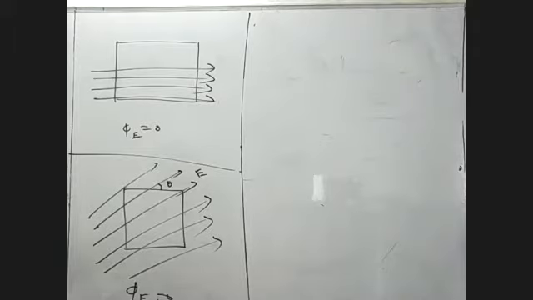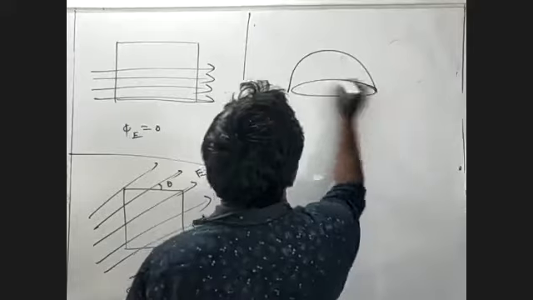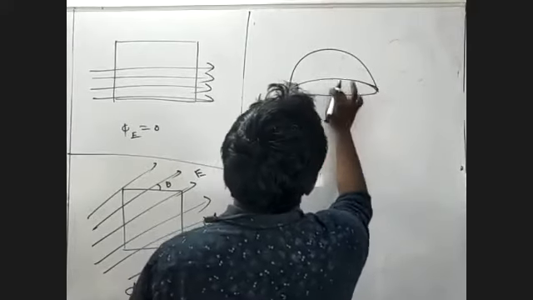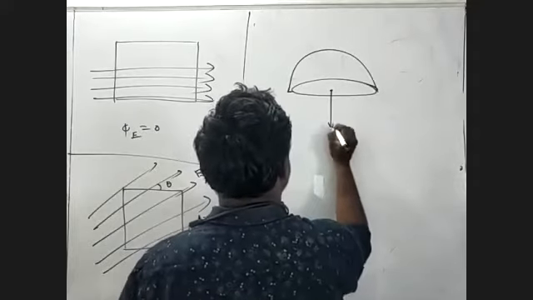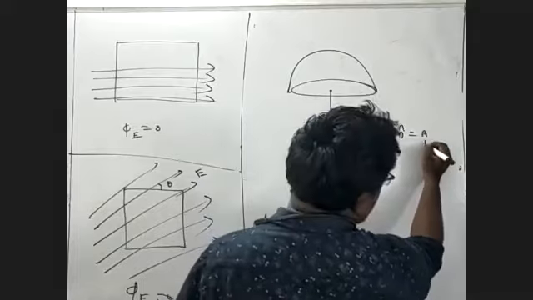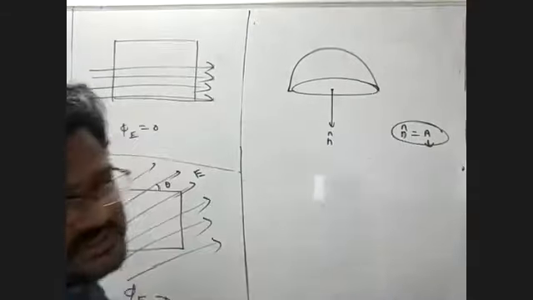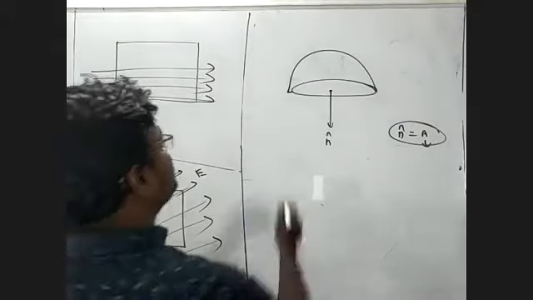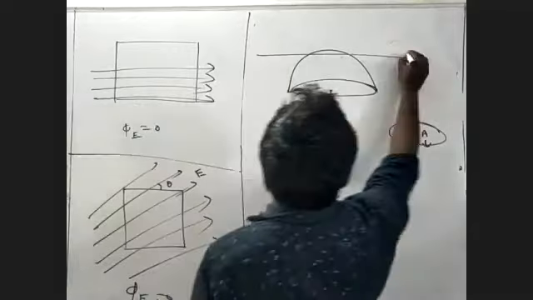Next, this is a semi-circle. This is a flat surface, and this is a curved surface. The direction of this is the n cap, or the area vector A. Both are in the same direction. This is the direction of the electric field.